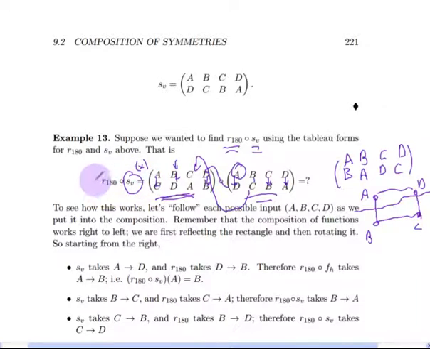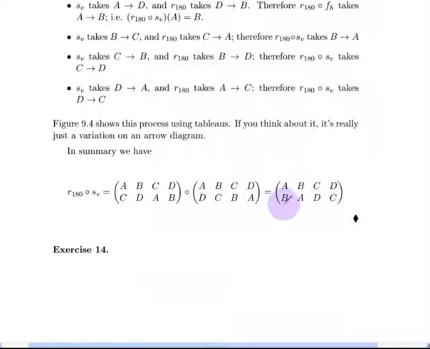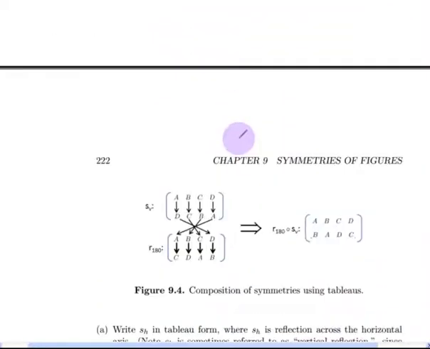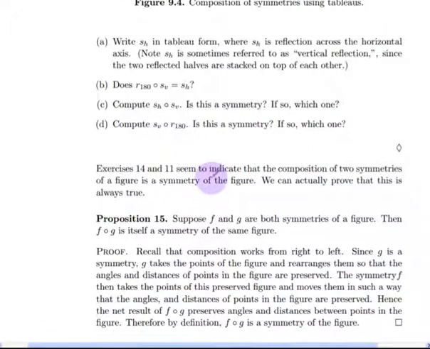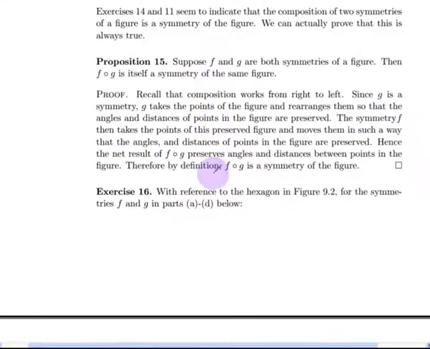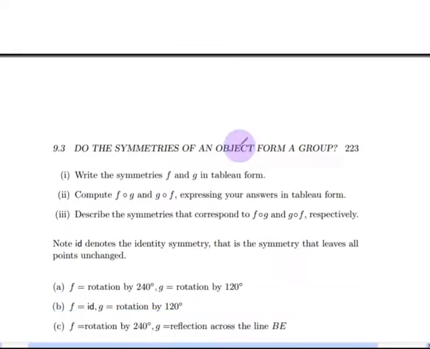Pretty cool. So you might wonder, is a symmetry composed with symmetry always a symmetry? And in fact it is. You'll see some exercises, and you can prove that. It stands to reason that if each one of these functions is one-to-one and onto, and preserves distances and angles, then the composition will also preserve distances and angles. Okay, some more exercises about what to do with these symmetries.